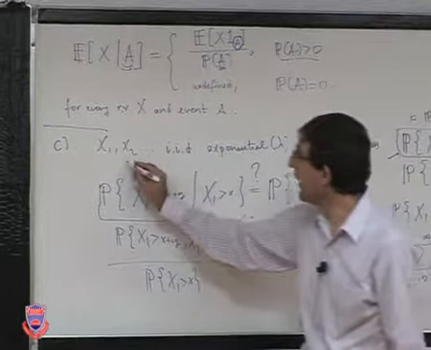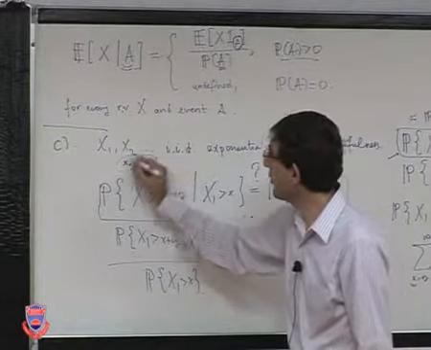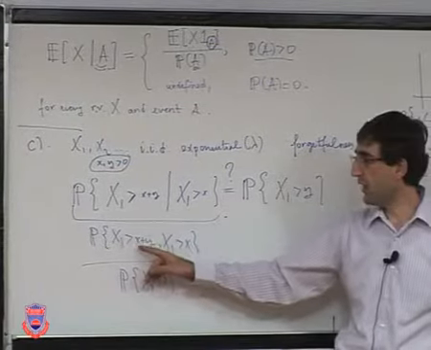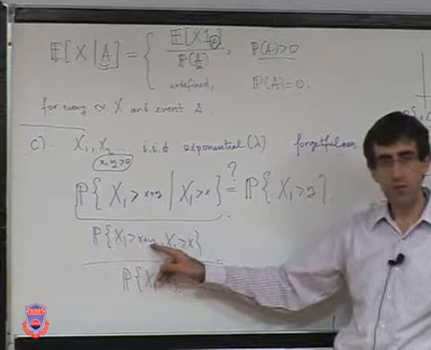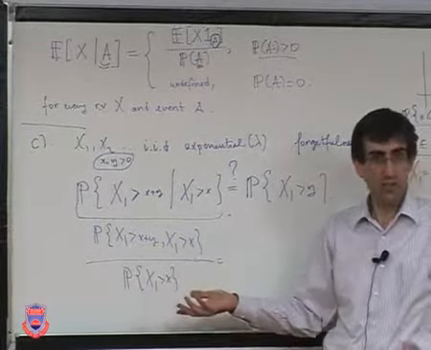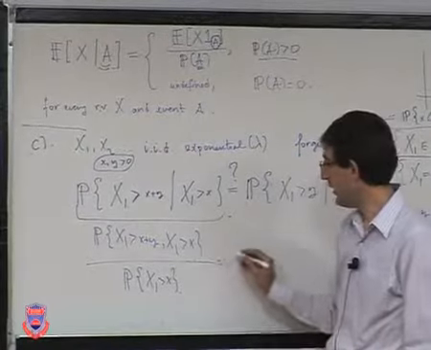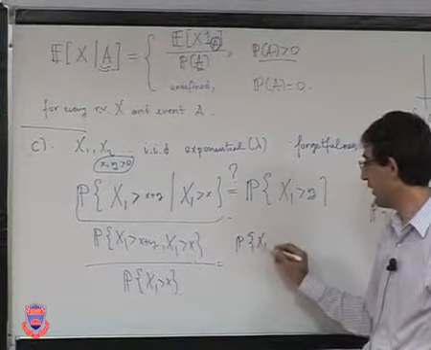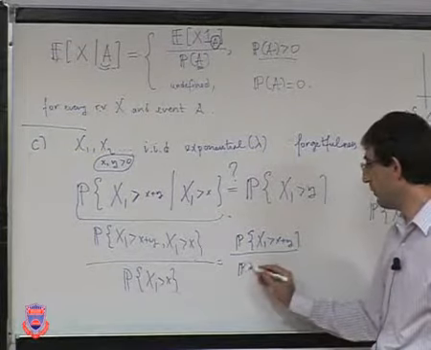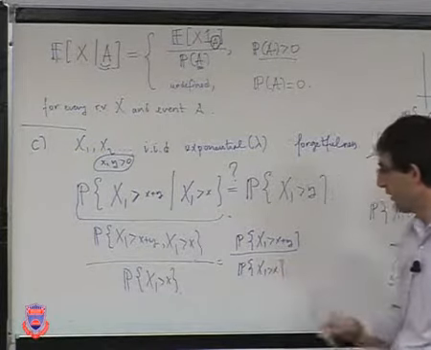Both x and y are positive. I shouldn't forget to write that. If X1 is greater than 4 plus 5, it is of course greater than 4, because it is already greater than 9. So in the numerator, you have only the first: the probability that X1 is greater than x plus y, divided by the probability that X1 is greater than x.